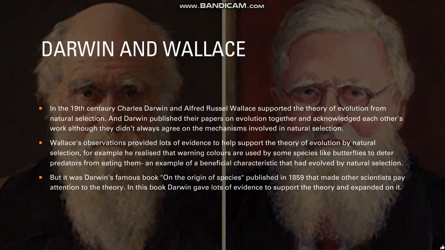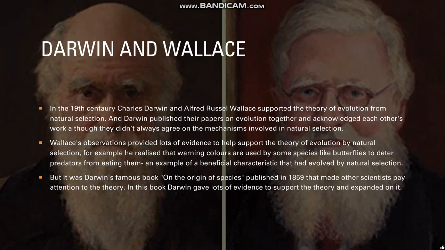Darwin and Wallace. In the 19th century, Charles Darwin and Alfred Russel Wallace supported the theory of evolution by natural selection. Darwin and Wallace published their papers on evolution together and acknowledged each other's work, although they didn't always agree on the mechanisms involved in natural selection. Wallace's observations provided lots of evidence to help support the theory of evolution by natural selection.